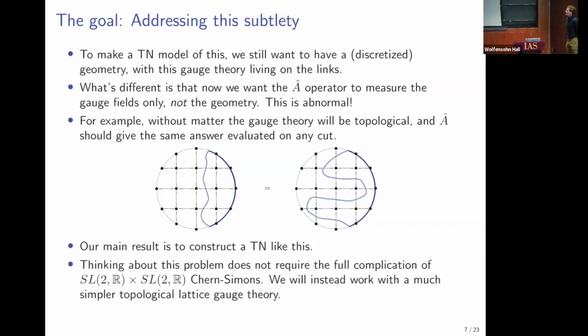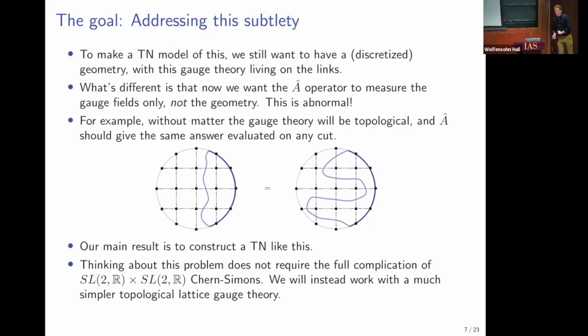And I want to say, we also built up to this point by thinking about SL2R cross SL2R Chern-Simons, but solving this problem, constructing a tensor network with this property, will not require the full complication of this Chern-Simons theory, like trying to put it on a lattice, dealing with the fact that it's a non-compact group. We won't need all that subtlety. So we'll instead work with a much simpler topological lattice gauge theory, and we can try and construct a tensor network with this property for that simpler guy.